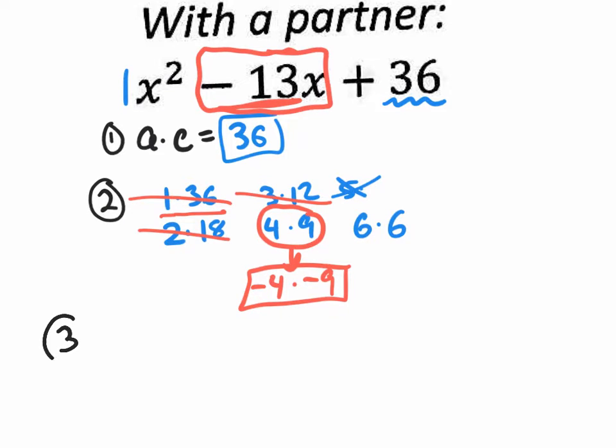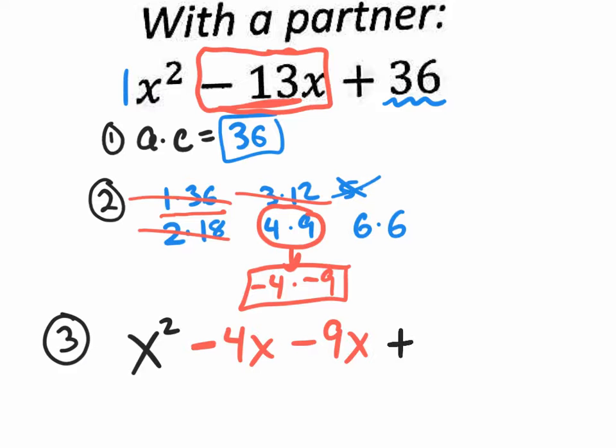Step 3 is to rewrite your polynomial, but you're going to rewrite that b value as those two numbers from step 2. So I'm going to start it just the way it starts up here, x squared. So there it is, x squared. Now the b value, instead of me writing negative 13x, I'm going to write what? Negative 4x minus 9x. So I rewrite my b value as these two numbers. Let me do them in red so you guys can see it. Negative 4x minus 9x. And then at the very end, the c value, the plus 36. So this is the tricky part.